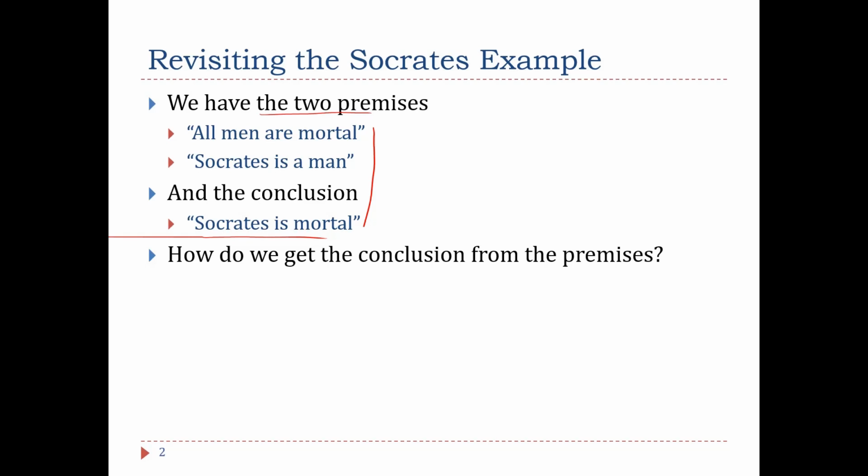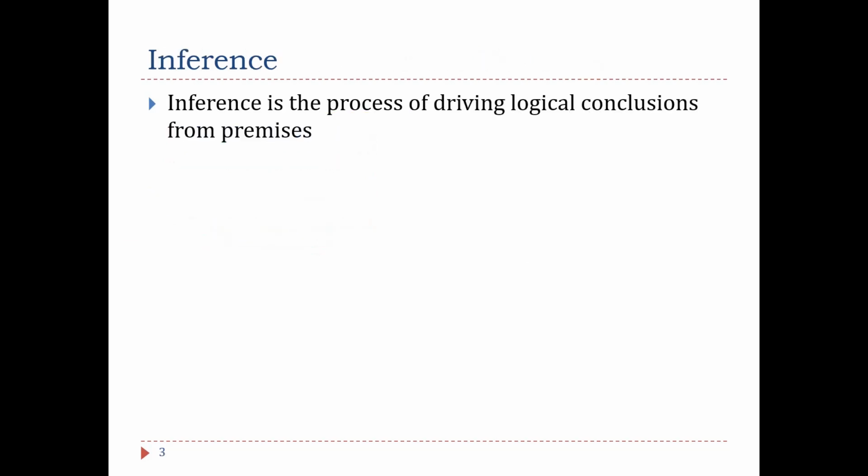But we still need to learn about how to draw out conclusions using valid arguments, in other terms, by applying what we call inference rules on these premises in order to conclude this statement. So how do we get the conclusion from the premises? We use inference. Inference is actually the process of deriving logical conclusions from premises using what we call inference rules, which are believed to be valid, sound logical steps that we call intermediate arguments.